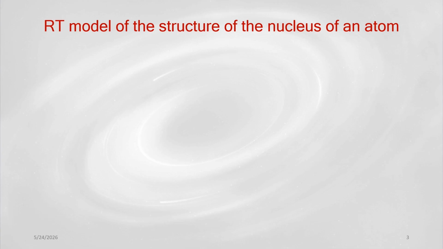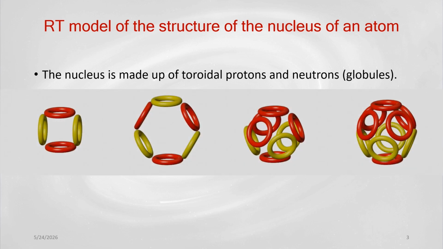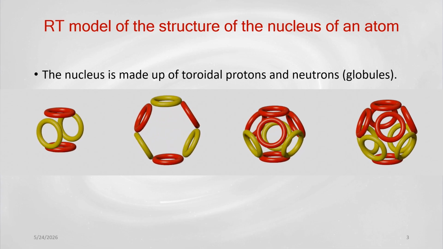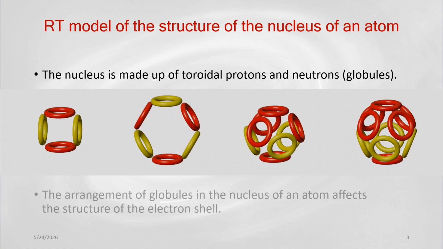As we outlined in previous presentations, the ring theory describes the atomic nucleus as a set of toroidal structures representing protons and neutrons. These structures are grouped into what are called globules, each formed from 2 to 5 pairs of protons and neutrons. The toroids symbolize regions where instantaneous electric charge values are distributed. In this way, the proposed nuclear structure directly influences the arrangement of electrons within the atomic shell model.